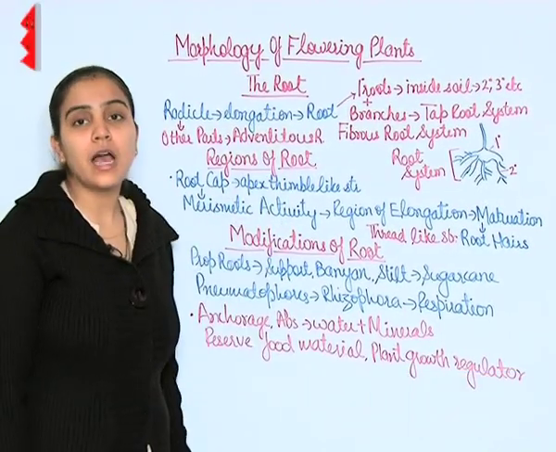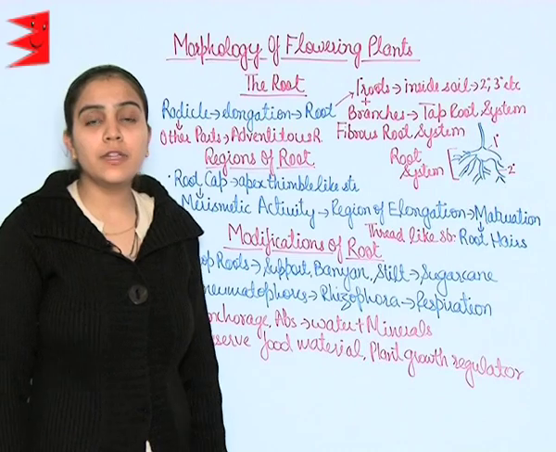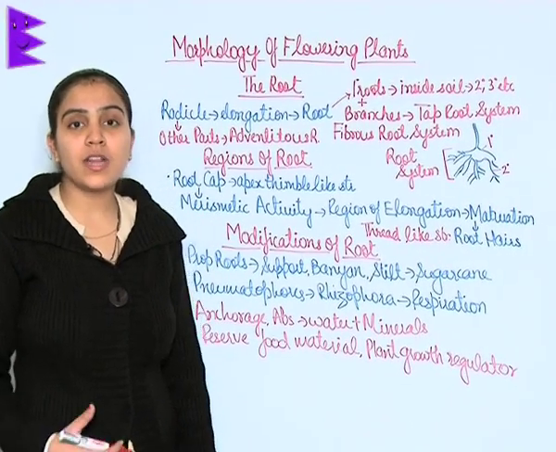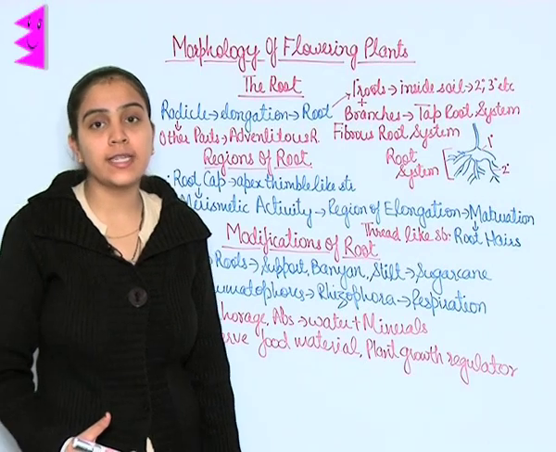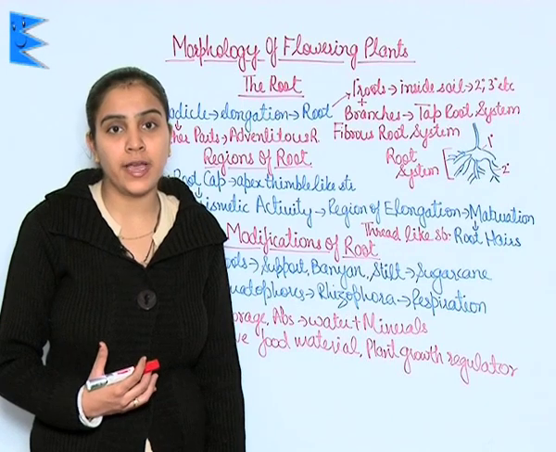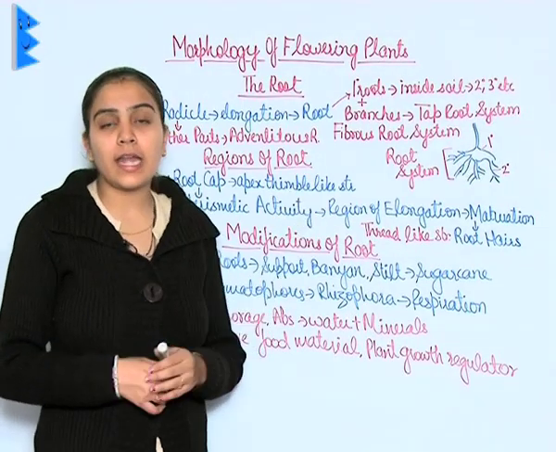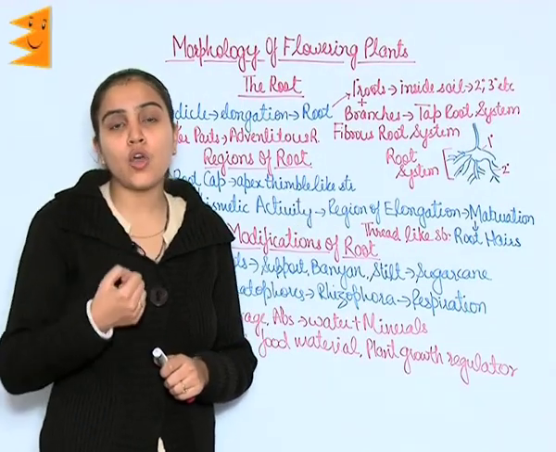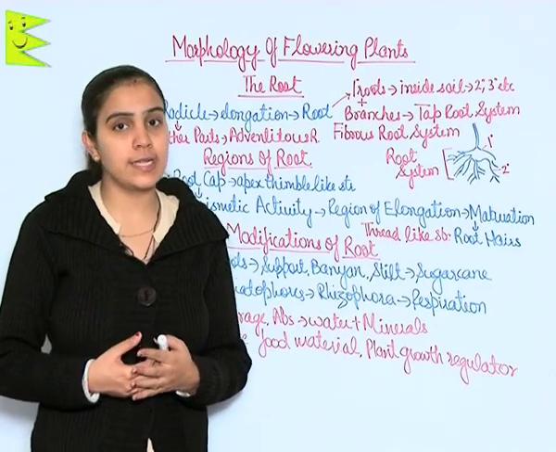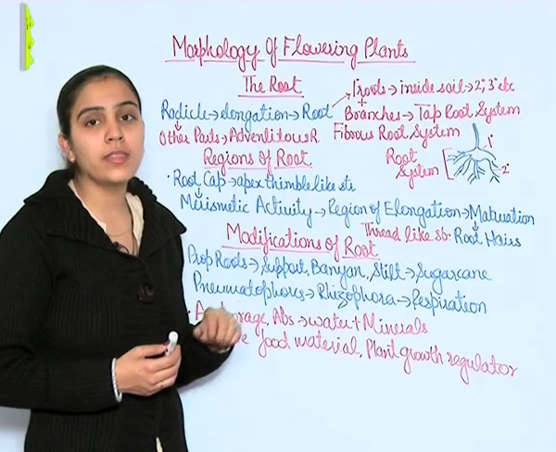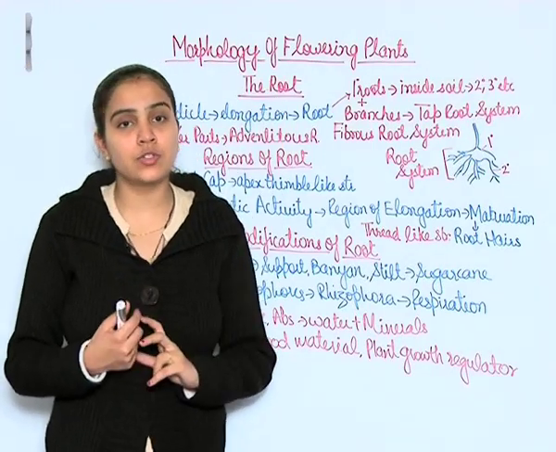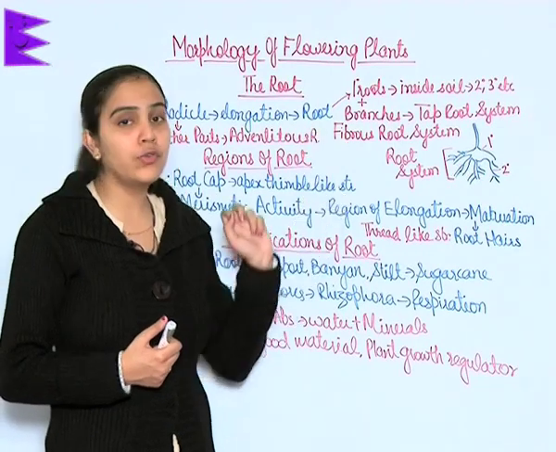Morphology of flowering plants. Flowering plants, or angiosperms, show variety in morphological characters. Their anatomy is very diversified. They are characterized by the presence of roots, leaves, flowers, fruits, etc. Let's begin with the root. Radicle, when it elongates, leads to the formation of root.